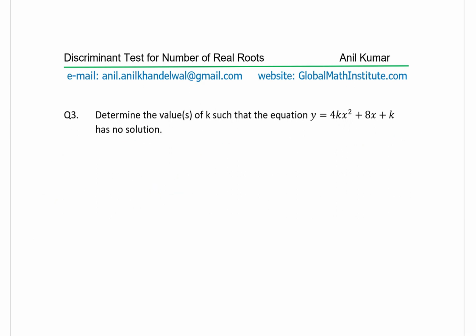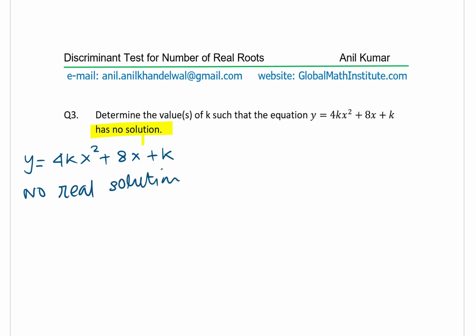The next question here is, determine the values of k such that the equation y equals 4kx squared plus 8x plus k has no solution, right? So no solution will now mean no real solution, correct? Let's write down the equation once again. The equation this time is y equals 4kx squared plus 8x plus k. We want no solution, meaning no real solution. Is it okay?